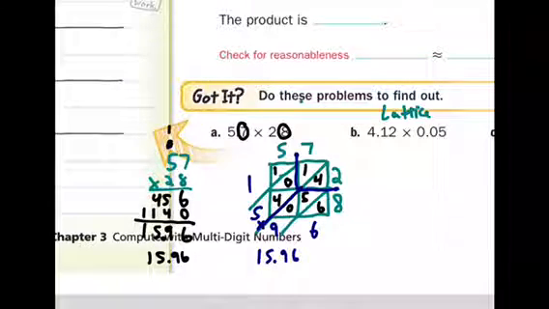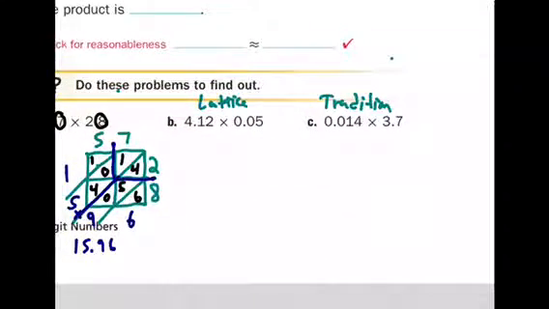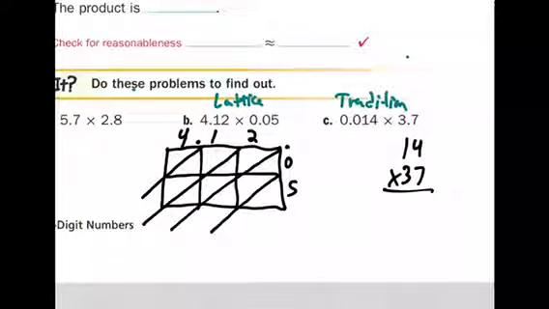Now we're going to go over to B and C. Now remember, B, I said I'm only doing lattice. C, I'm only going to do traditional. So you're going to have to watch both at least to see the answer. But you don't have to watch me do each one. Watch the one that matches what you do.